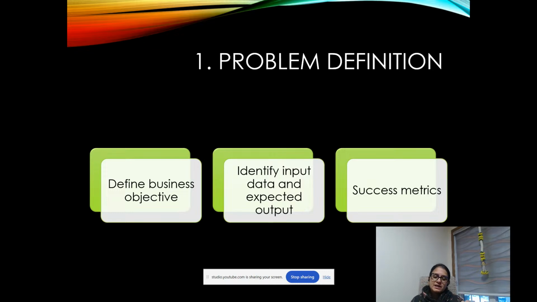You need to understand the defined business objective, identify the input data, what the expected output will be, and success metrics. Okay, so this is the most important step. Don't ignore this step. It is the most important for building a strong and good model for your machine.